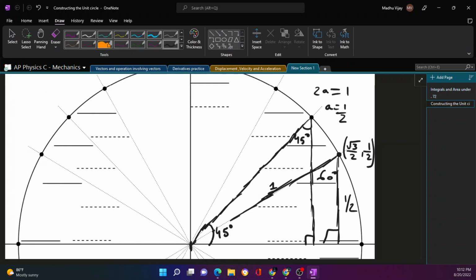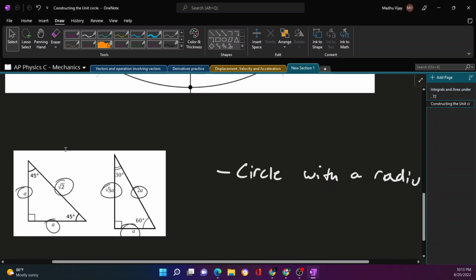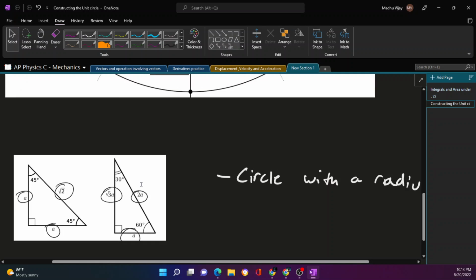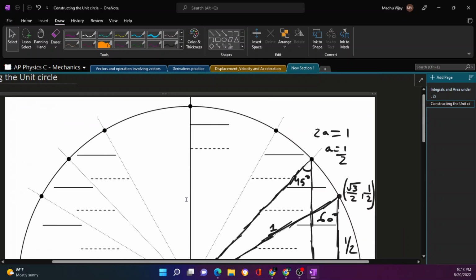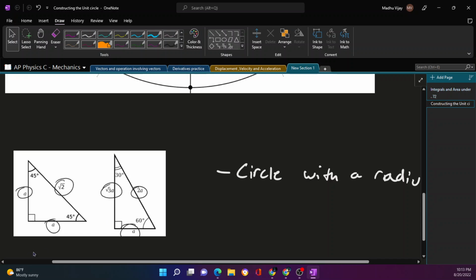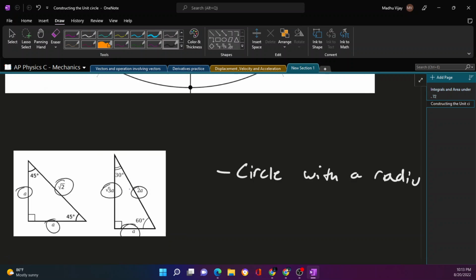Now that we know that's 45, 45, and 90, we can look back at our special right triangles again. We see that our hypotenuse is square root of 2, but in our case, the hypotenuse is actually just 1. This should ideally say a times square root of 2.